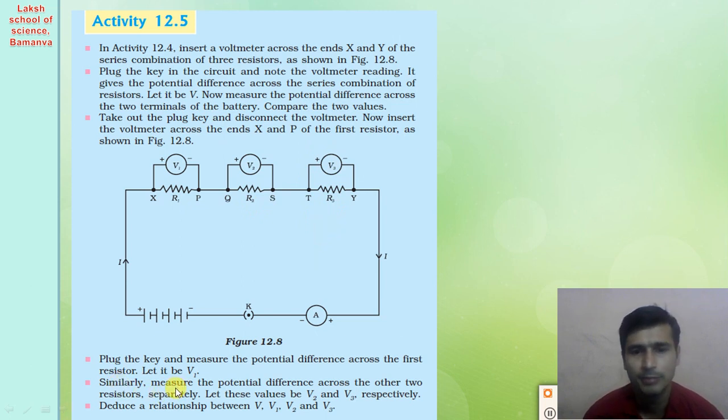Similarly, measure the potential difference across all three resistors, and deduce the relationship between the total potential we applied here and the potential difference across each resistor. From this activity, we can conclude that in the series combination of resistors, the potential difference across each resistor is different, so the V1, V2 and V3 values are different, and the sum of V1, V2 and V3 is equal to the total potential of the battery, that is 6 V.